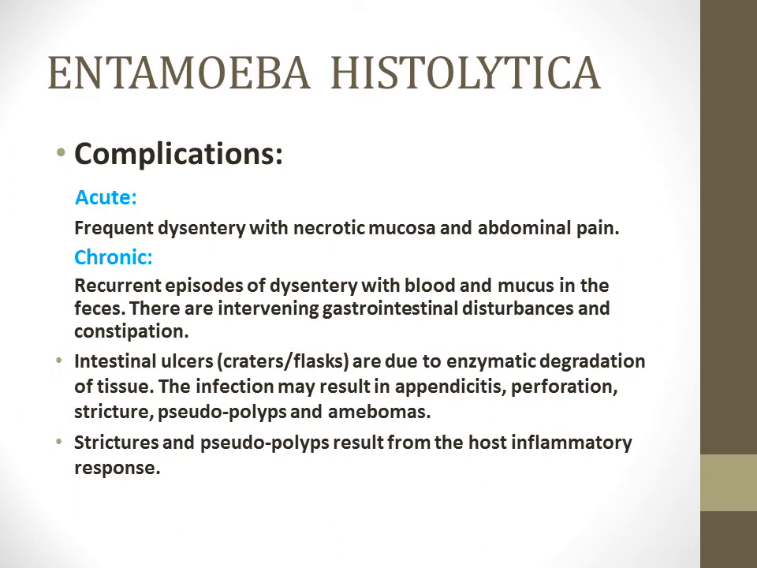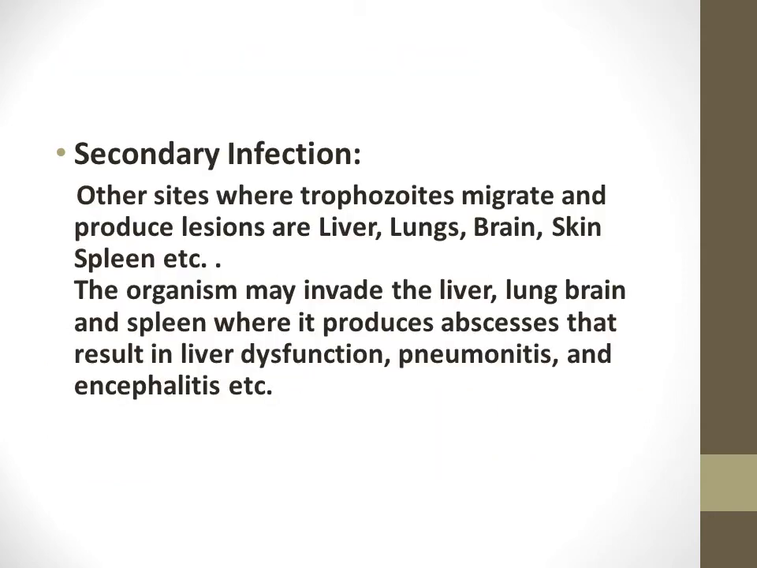The complications of Entamoeba: the acute complications are frequent dysentery with colicky abdominal pain, and chronic infection basically is recurrent episodes of diarrhea and dysentery, along with the presence of ulcers, stricture, pseudopolyps and perforation that occur in response to the inflammatory response by the host, and the characteristic granulomatous lesions, the amoebomas, that are formed in different organs of the body.